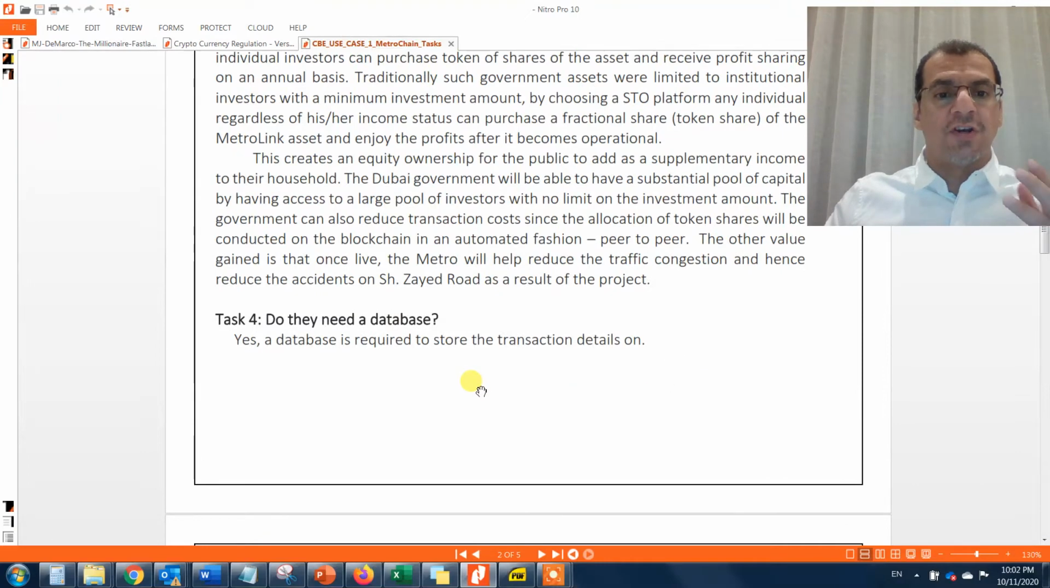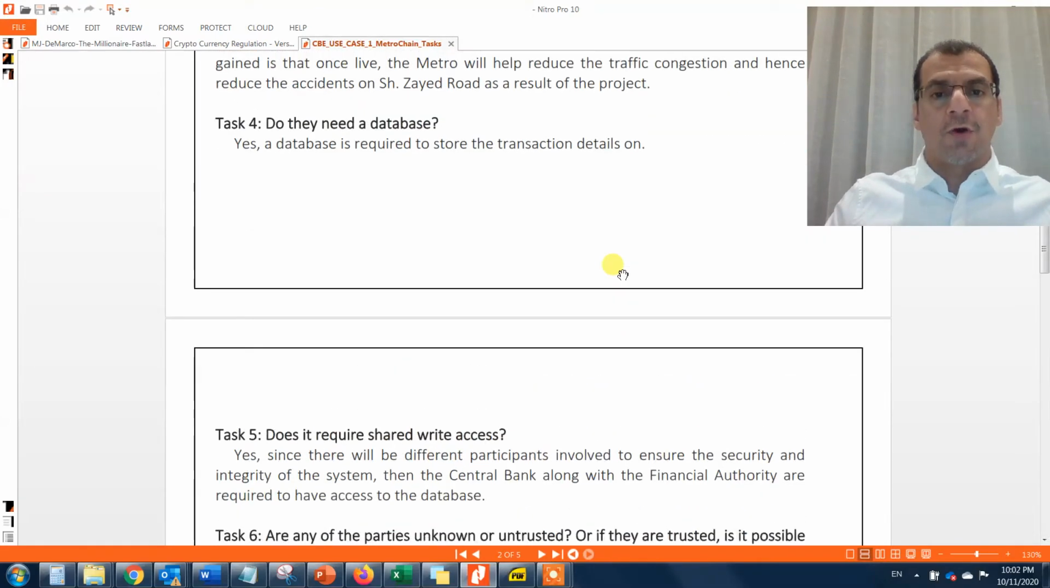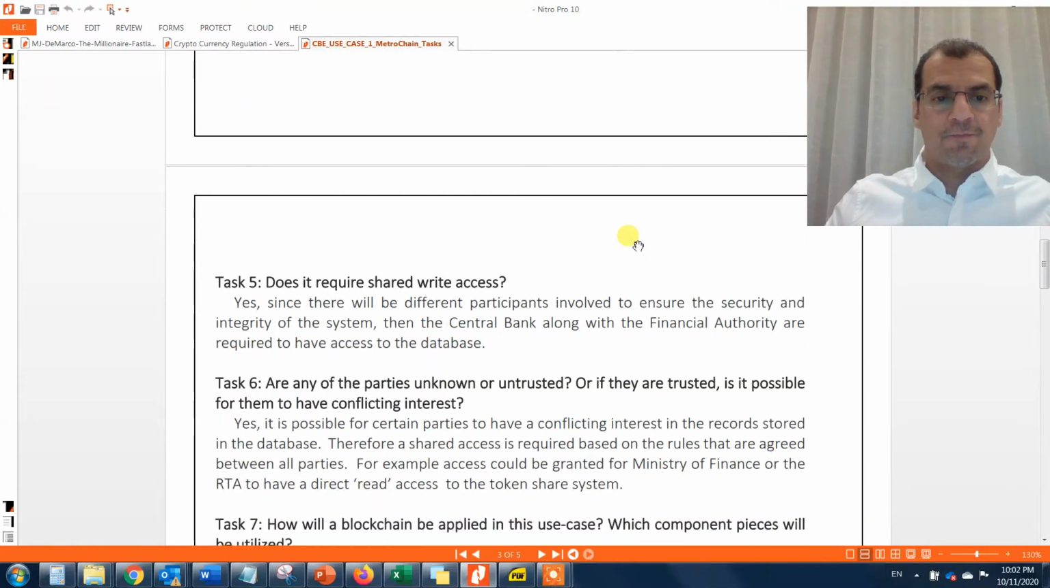Alright, number 4. Do they need a database? Yes, a database is required to store transaction details, right? Why is it going to be stored, or how is it going to be used? To store the transaction details on the database, right? When we say transaction details here, we mean that the person who wants to purchase a token share ownership would be able to do so using this database.